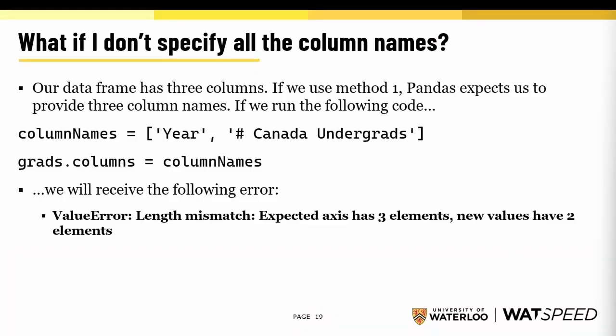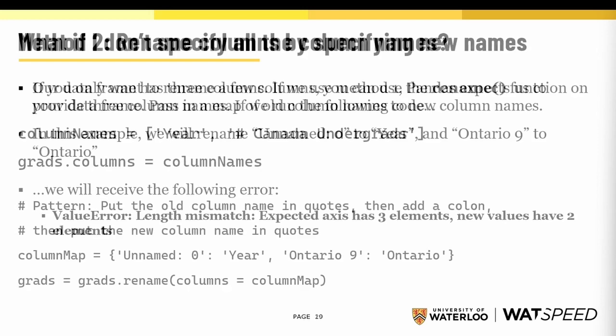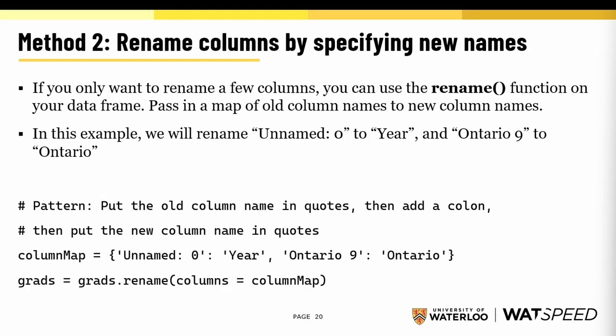Our data frame has three columns. And if we use method one, we have to give new column names for all the columns in our data frame. This is because Pandas is expecting new names for all of our columns if we use this method. Now, what if we only wanted to rename, say, one of our columns or two of our columns? Well, this is where method two would come in. We could rename our columns by using new names.